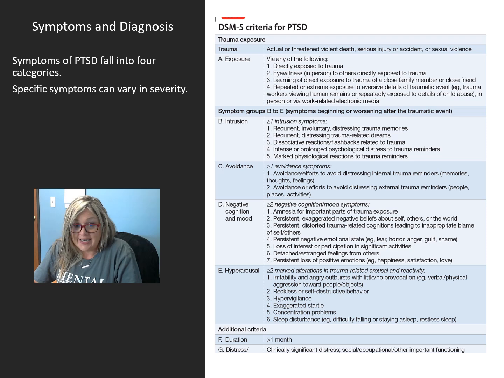The second category is avoidance. They could start avoiding going places, seeing people, engaging in activities. They might start avoiding memories or thoughts or feelings related to the trauma.